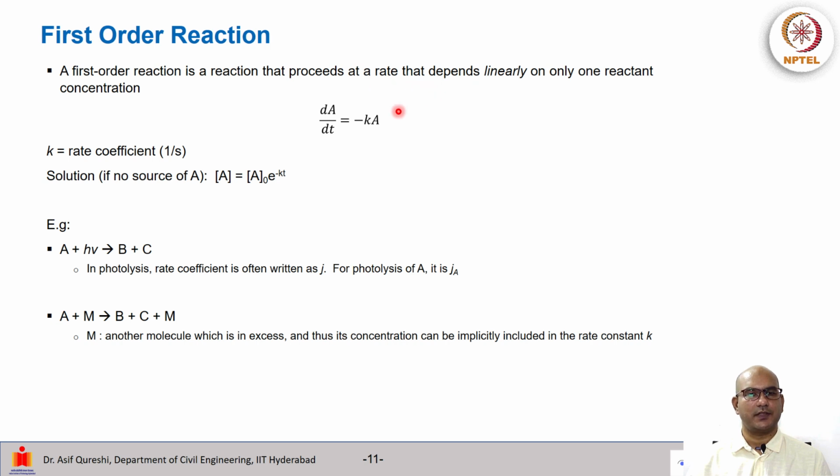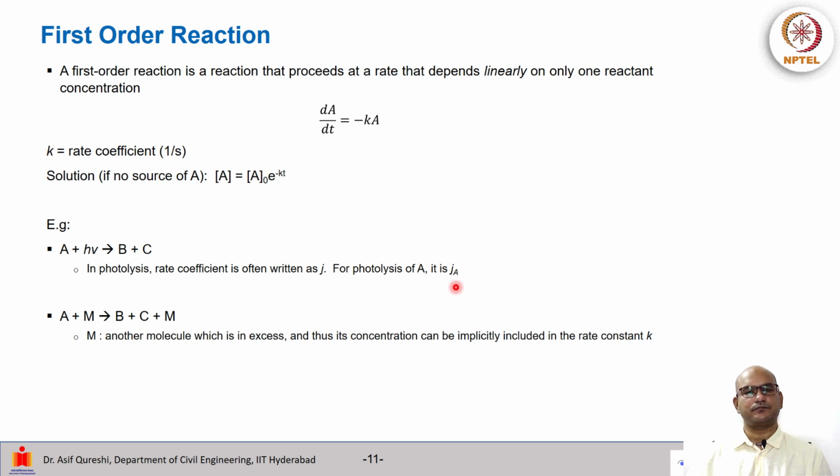Some examples of these first order reactions are basically photolysis reactions, where A plus h nu, so h nu is our photolysis radiation. So, A plus radiation, so photolysis or photoreaction is happening, will give B plus C. These are our products. Here we have written the rate constant or rate coefficient as K. In photolysis it is often written as J. So, for example, when we are talking about photolysis of A, the rate coefficient will be written as J subscript A.